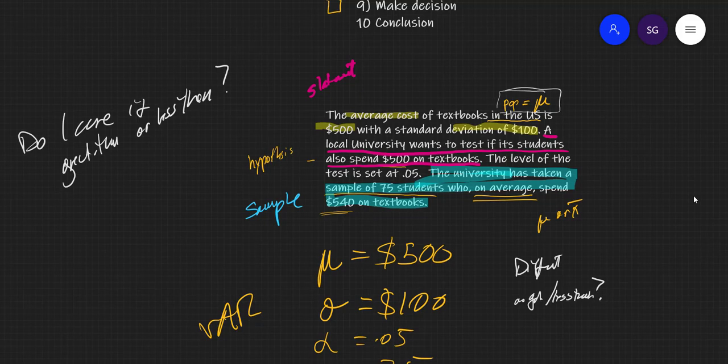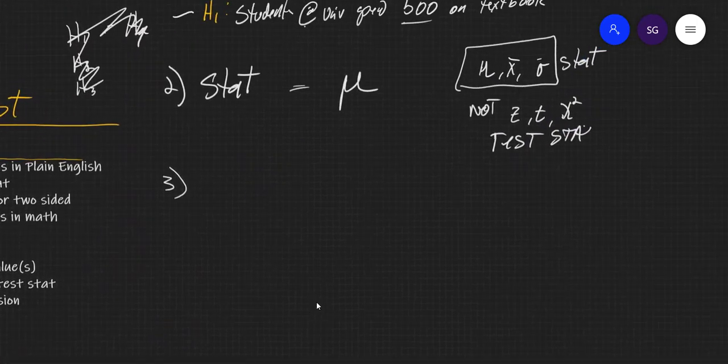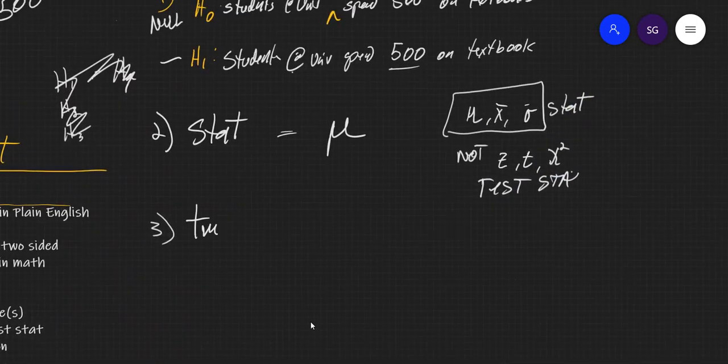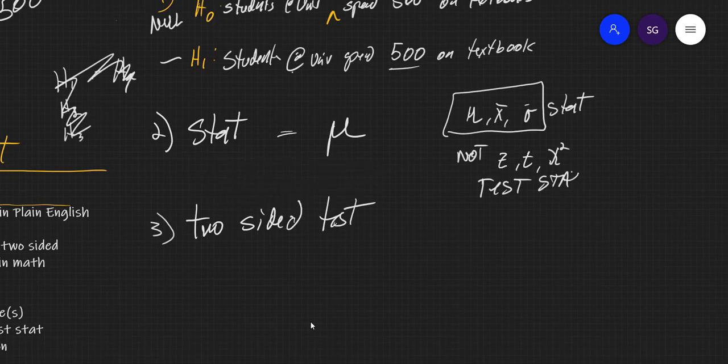Do I care that they're spending less than $500? No. Do I care that they're spending more than $500? No. I care that they are different. I don't care if it's above or below. I only care that they are different, either above or below, which means that this is a two-sided test.